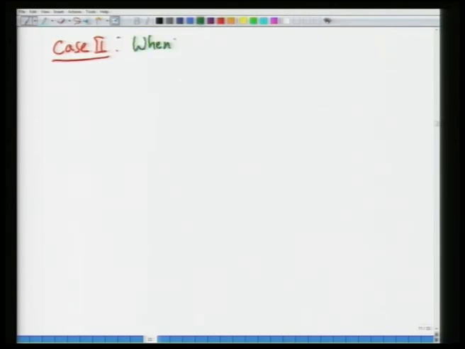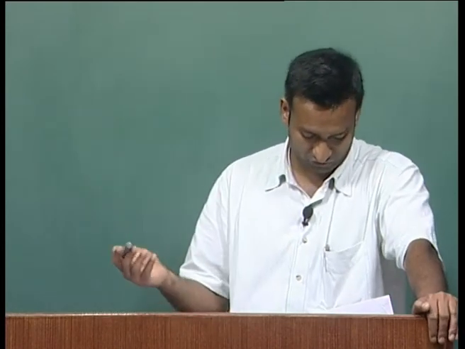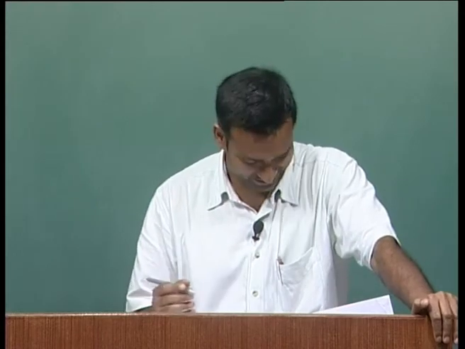when metal interstitials dominate. Now, when this happens, we can depict the oxide as M 1 plus Y O2. Okay, so, you have some extra metal there, and Y is just like X, where X determined the loss of oxygen. Here Y would determine the extent of non-stoichiometry or extent of excess metal.